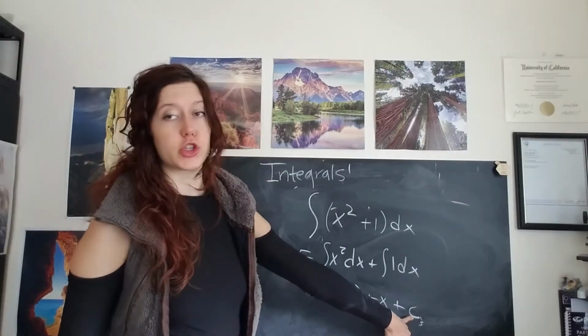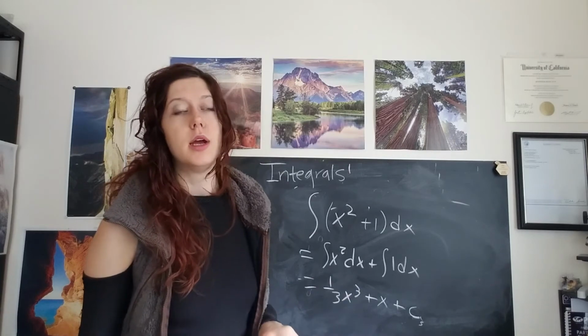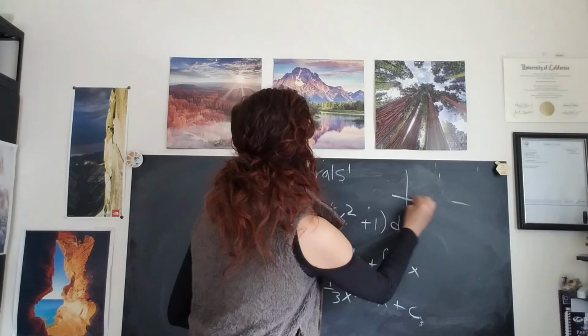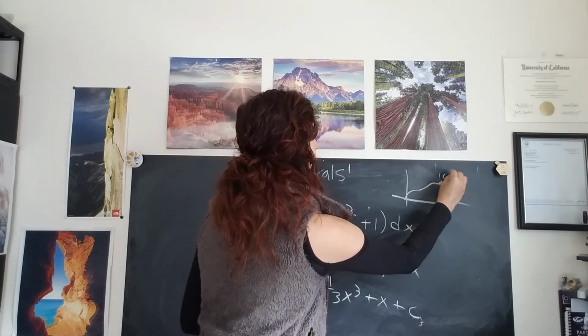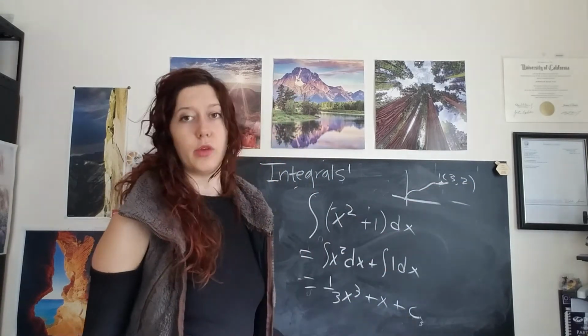And how you would determine that constant is you would need what are called boundary conditions. So basically you would need specific points on that curve. Let's say you're given a point 3, 2 that works. You would just plug in those values to calculate for the constant.